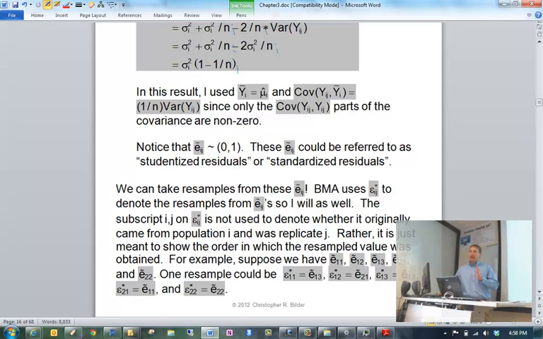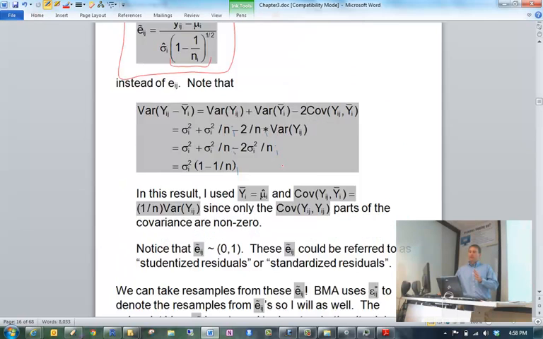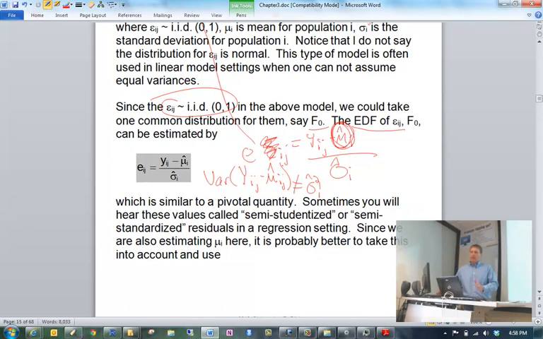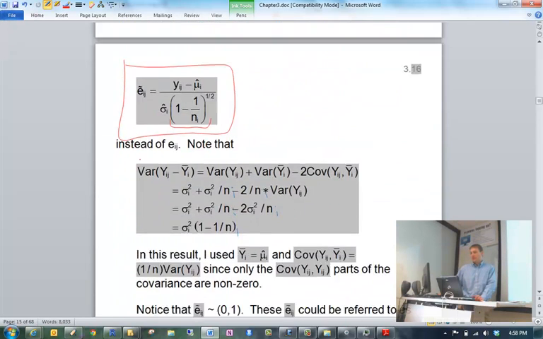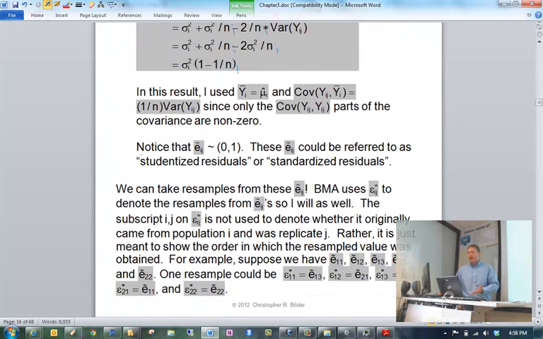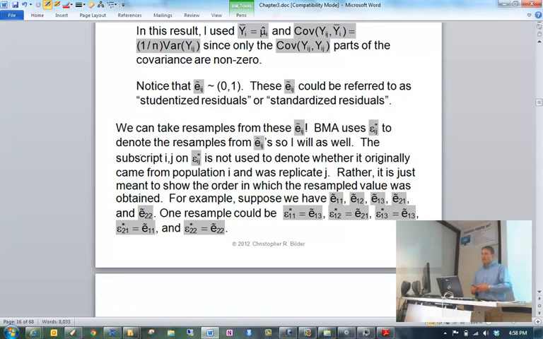Now these E tildes have a common distribution. If the sample sizes were different, notice that the E's themselves would not have a common distribution. So now that these E tildes have a common distribution, we're going to take advantage of that when we take our resamples. We are actually going to take resamples from these E tildes. We're not going to take resamples directly from the y's. We're going to go to the E tildes because of this common distribution.